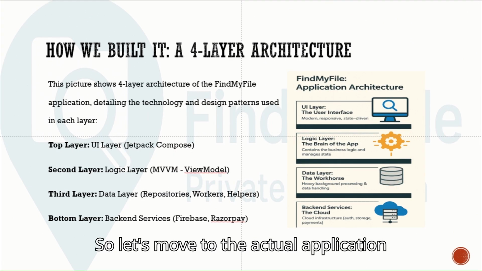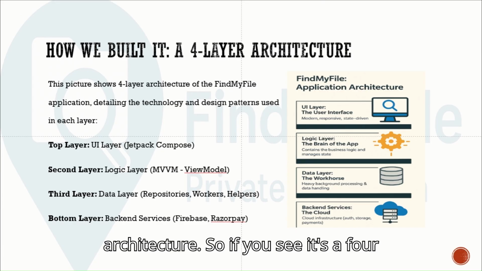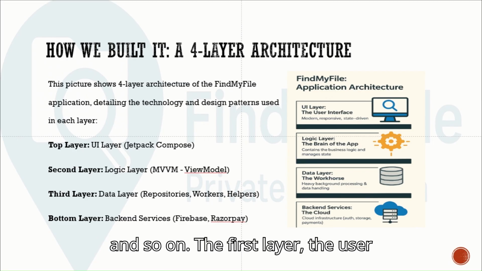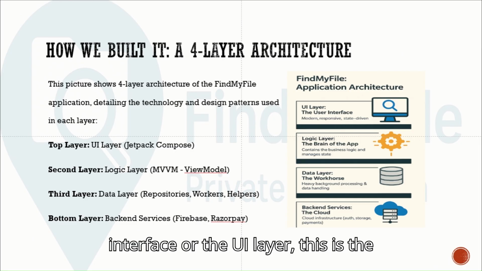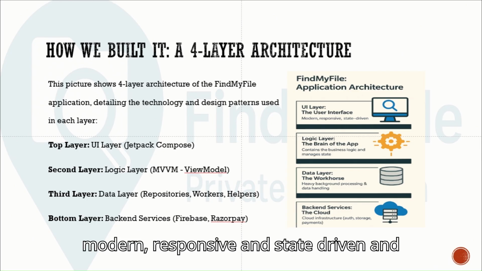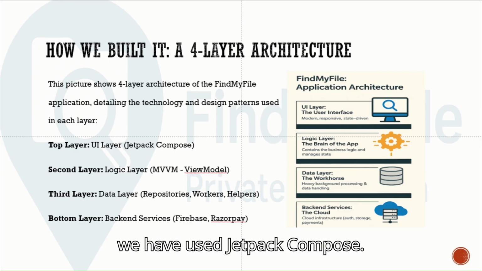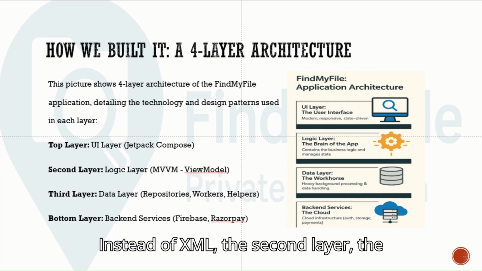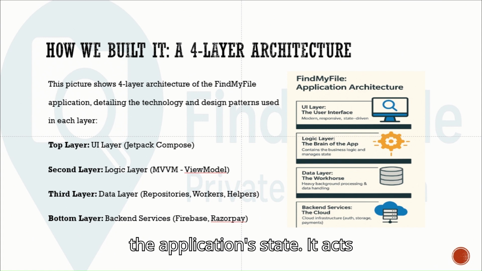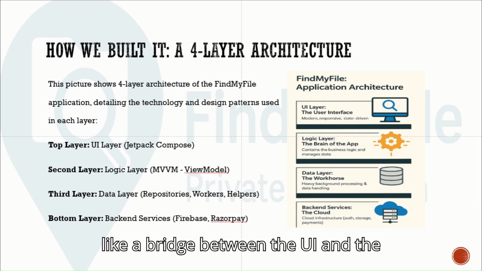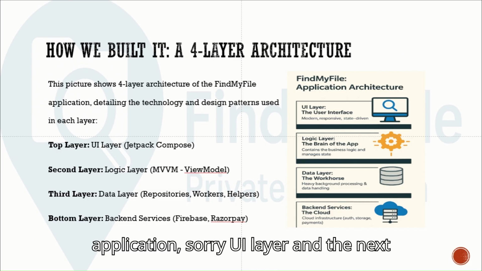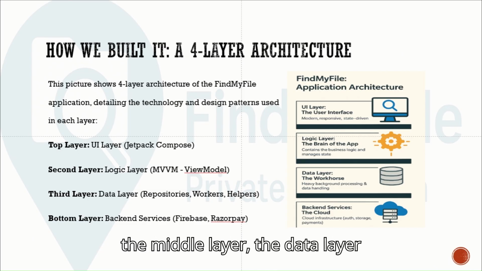So let's move to the actual application architecture. If you see, it's a four-layer architecture for this application, detailing the technology, design pattern, and so on. The first layer, the user interface or the UI layer, is where the user sees and interacts with the application. It's built to be modern, responsive, and state driven. And we have used Jetpack Compose instead of XML. The second layer, the brain of the application, contains the business logic and manages the application's state. It acts like a bridge between the UI and the data source, so between the UI layer and the next layer, the data layer. This is the middle layer.